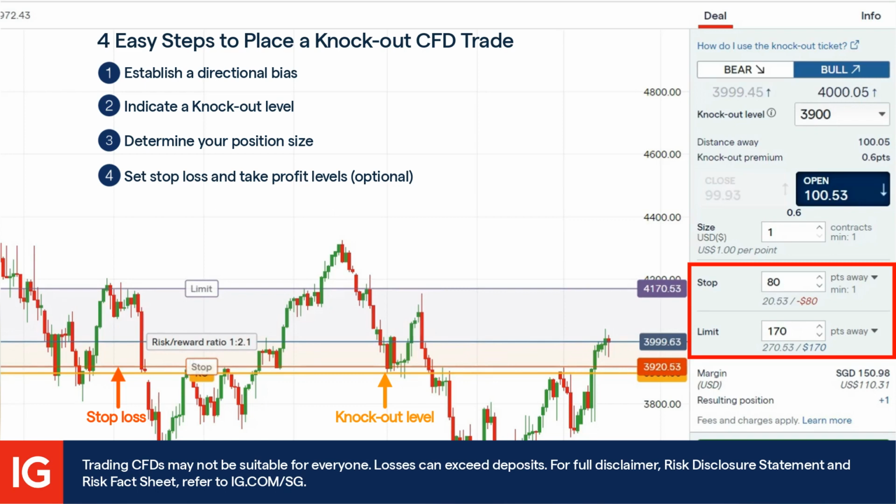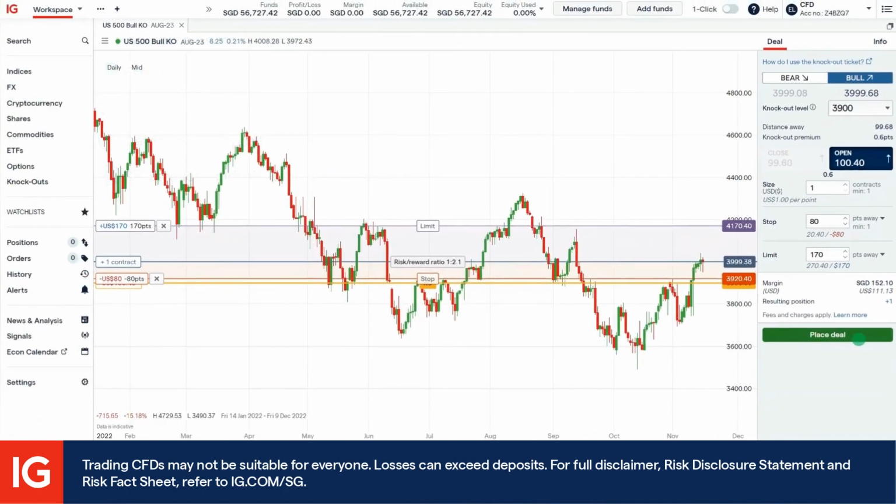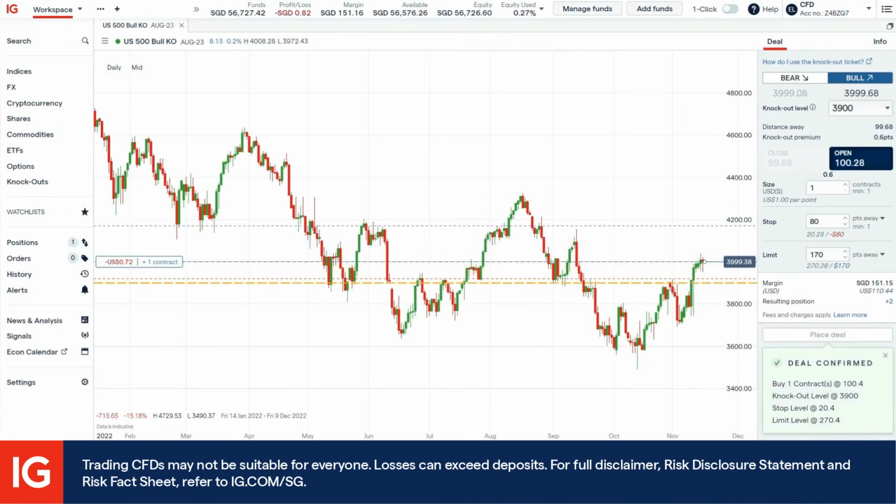You can also set a take profit level to close your trades for profits, and that is indicated in this limit field. Should your trades be closed by either the stop or limit levels, the knockout premium will be refunded to you. The margin or deposit required to enter the trade is also displayed at the bottom of the trade ticket. Once you have checked and confirmed all fields, click on the Place Deal button.